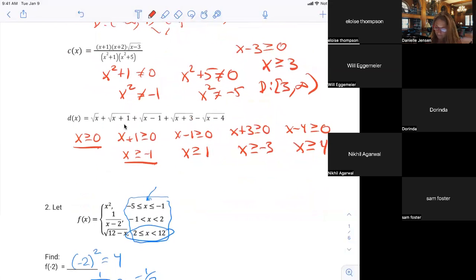X is greater than or equal to 4. Yeah, you'd have to go with the one that's the most limiting, because otherwise, say I went with X greater than or equal to 1. Well, that would be fine for everything except when I get to the X minus 4, then we'd be in trouble. So you have to go with the one that works for all of them. And that would be the most restrictive, which would be the greater than or equal to 4. Yeah, so your domain would be 4 to infinity.